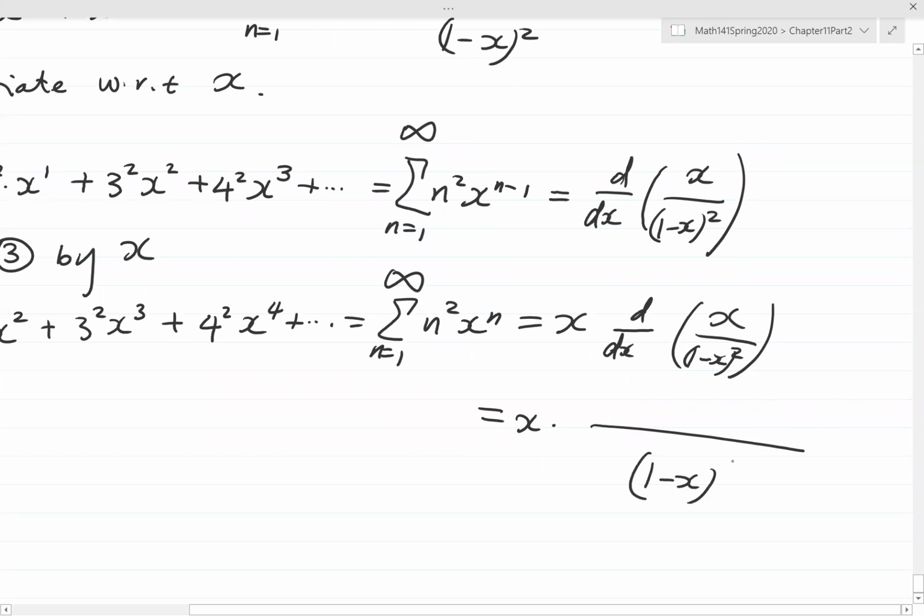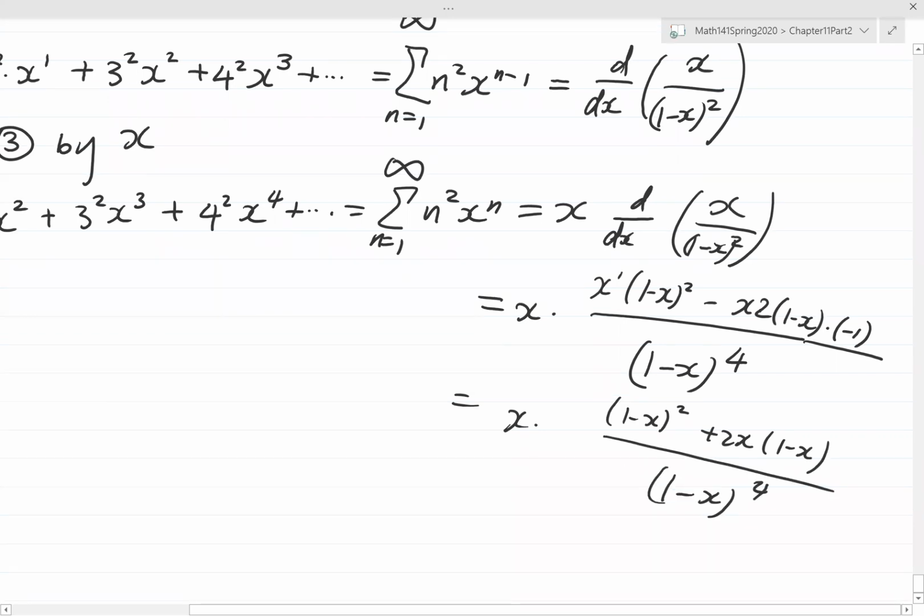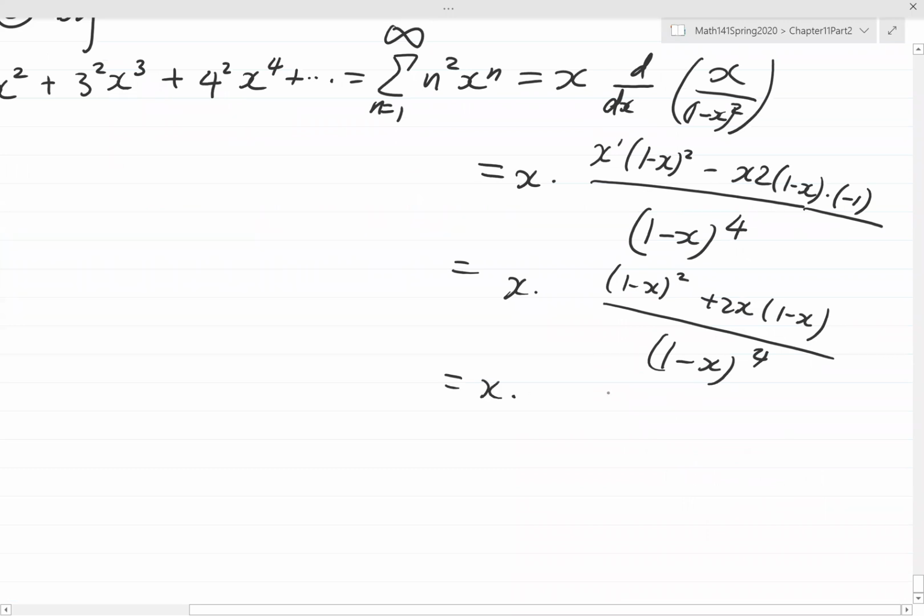Y minus x squared is degree 4. Then the derivative: x times the derivative of y minus x squared, minus x times this derivative, you use times negative 1. So this will be x times y minus x squared plus 2x times y minus x squared times y minus x to the power 4. So this will be x times y minus 2x plus x squared minus 2x squared plus 2x y minus x power 4.